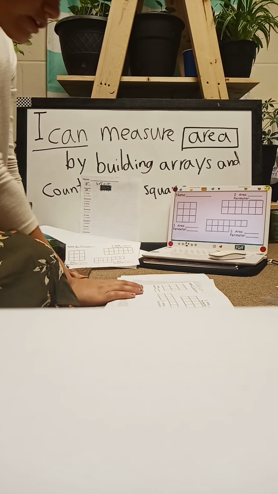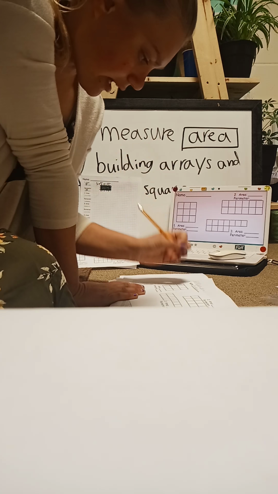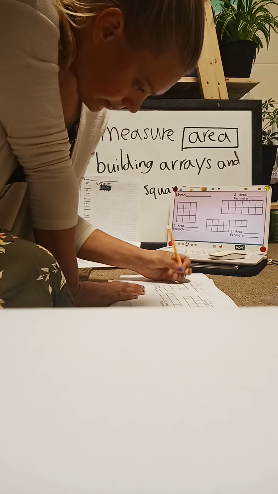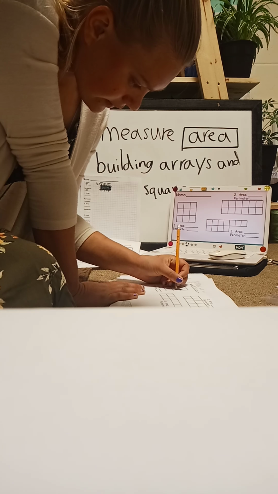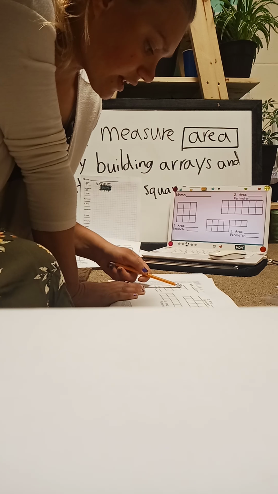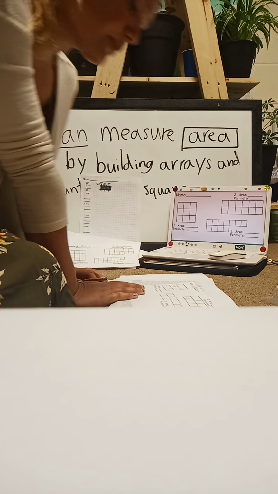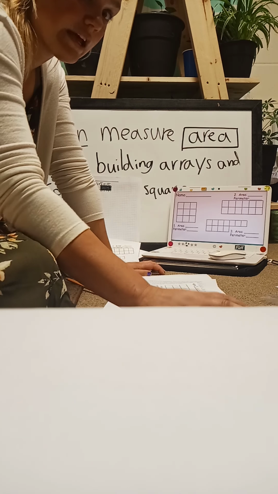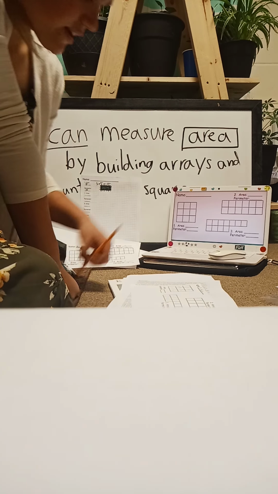When I do it, I'm going to write my numbers in so I know exactly how many there are. 1, 2, 3, 4, 5, 6, 7, 8, 9. So my area is 9 because I have 9 unit squares. And if you guys are confused when you're doing this, please use the pattern blocks, okay? Because they help you a lot. So my area is 9.